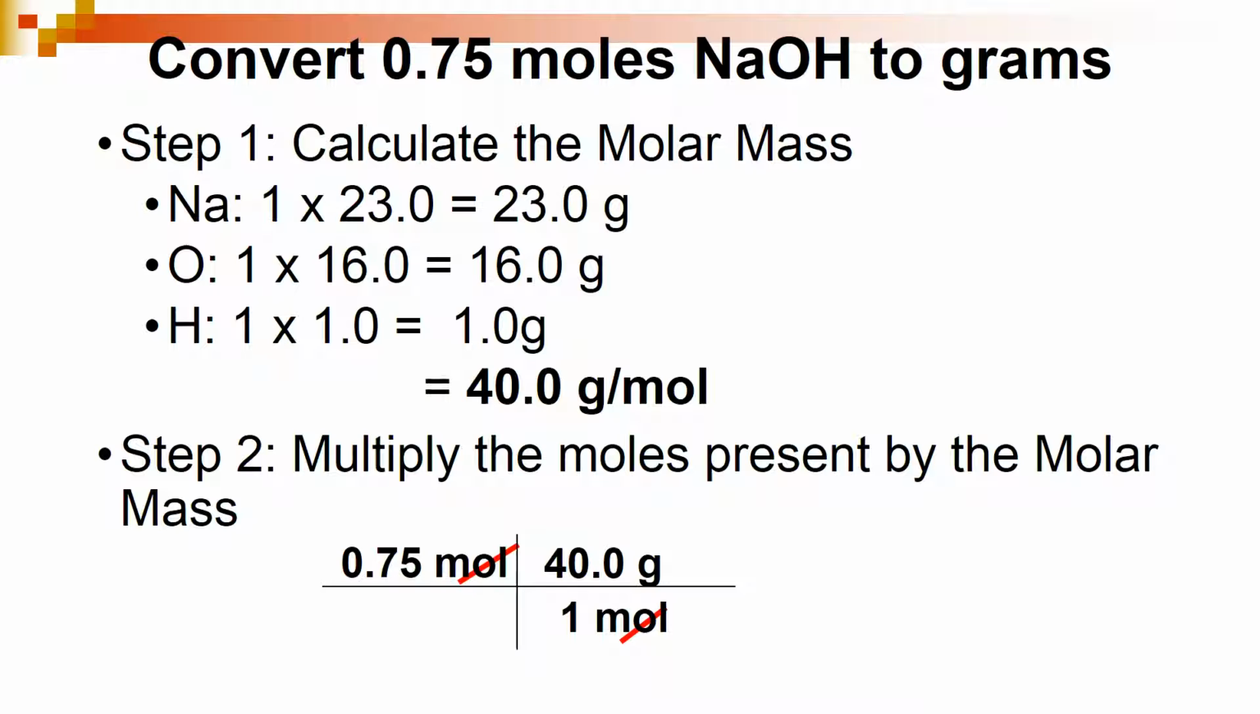Now, from our setup here, we're going to multiply 0.75 times 40. Doing so gives us a value of 30.0 grams. So what this tells us is that 30.0 grams of sodium hydroxide is equivalent to 0.75 moles of sodium hydroxide. Please take a few moments to finish copying the information down from this slide.